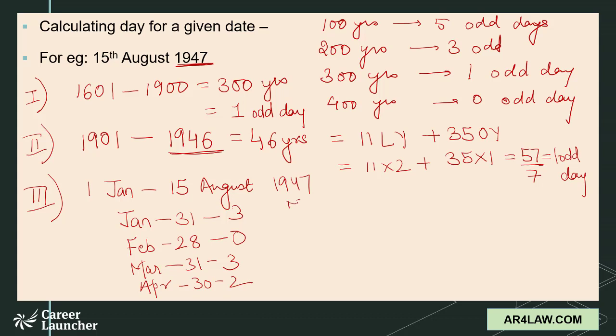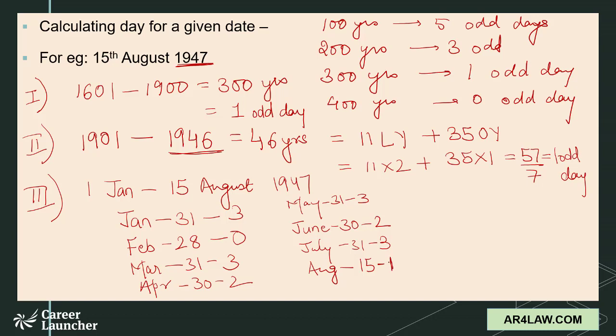Then we have May, 31, 3. June 30, leading us to 2 odd days coming out of June. Then we have July, giving us 3 odd days here, and August. Boys and girls, we are only going till 15th. So 15 divided by 7, my remainder happens to be 1.